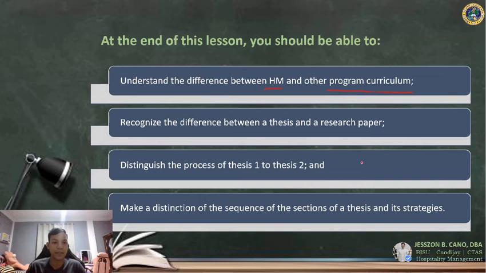Second, recognize the difference between thesis and the research paper. The third, you will distinguish the process of thesis 1 to thesis 2. And lastly, make a distinction of the sequence of the sections of a thesis and its strategies. So we'll discuss the sequence of the different sections of thesis, and we will also discuss the strategy.